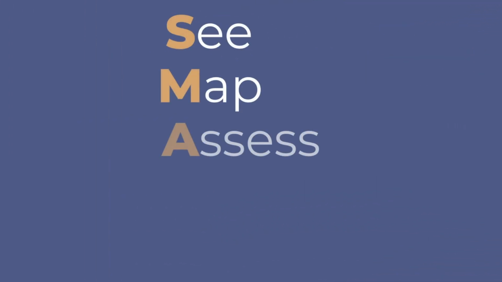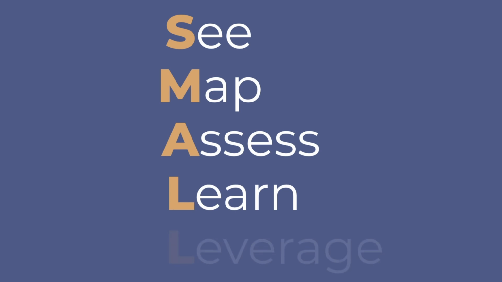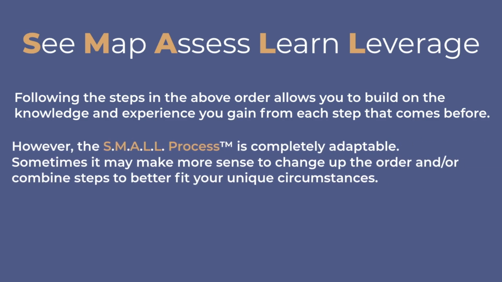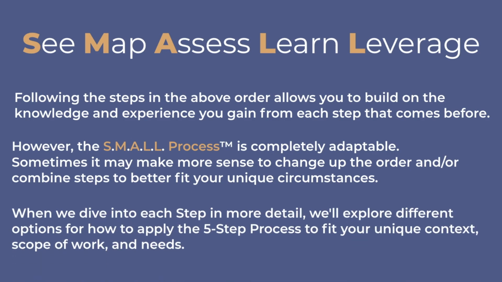See, map, assess, learn, leverage. Following the steps in the above order allows you to build on the knowledge and experience you gain from each step that comes before. However, the S.M.A.L.L process is completely adaptable. Sometimes it may make more sense to change up the order and/or combine steps to better fit your unique circumstances. When we dive into each step in more detail, we'll explore different options for how to apply the 5-step process to fit your unique context, scope of work, and needs.